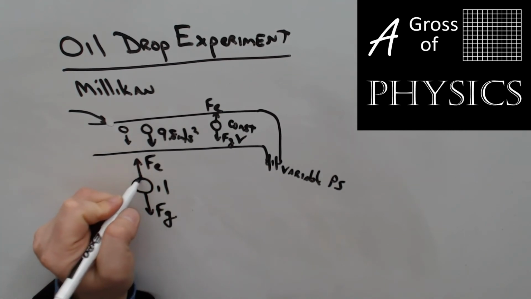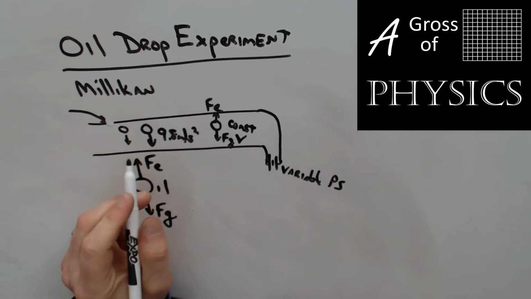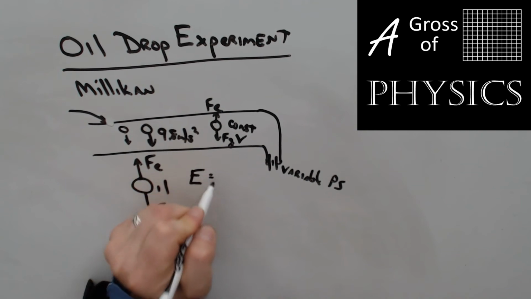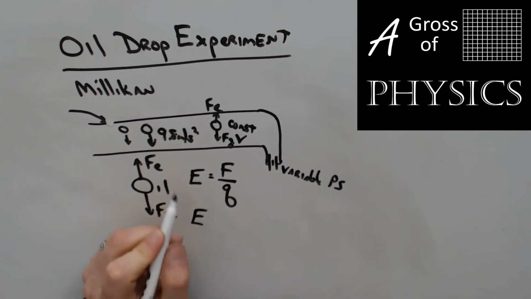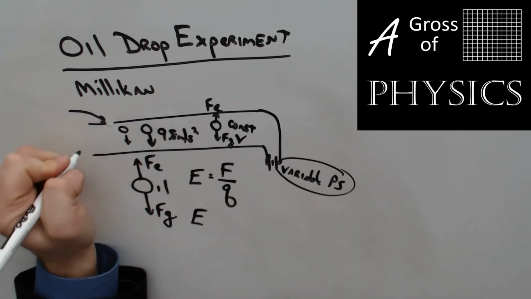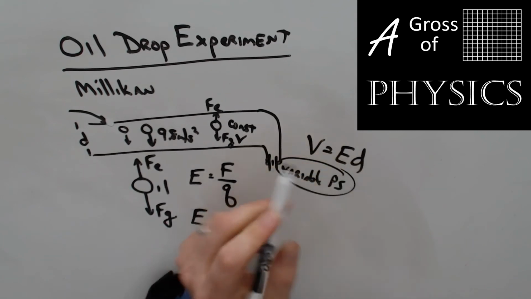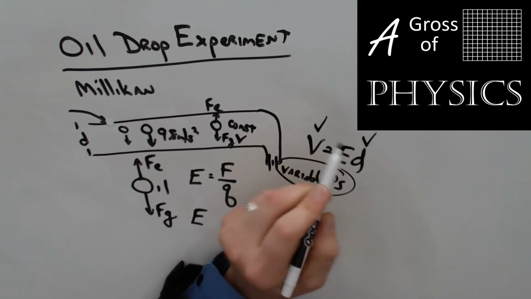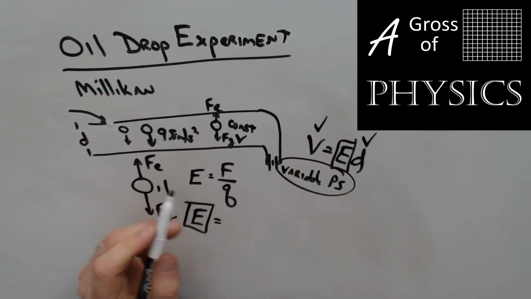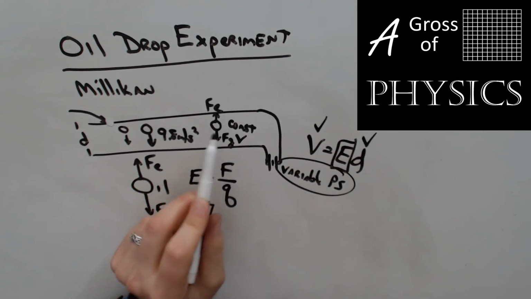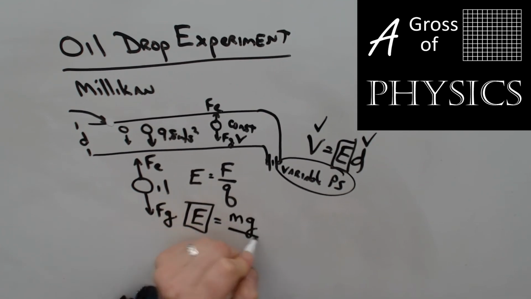Well, he was able to determine that since these were equal, and we know that E equals F over Q, well, the E he set because he was able to change this. He knew the size, the distance between them. So using the V equals Ed equation, he was able to figure out, he set these two variables, E. So now this is a known. He was able to tell that, well, if they're the same, then Fe is the same as the force of gravity, so it's mg over q.